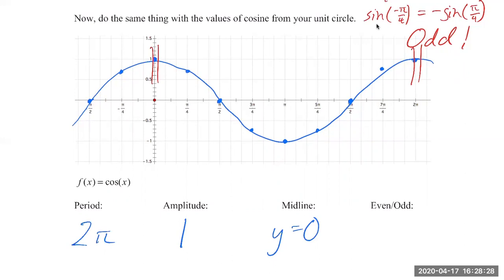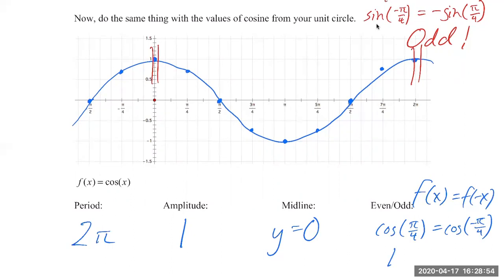Now, why am I able to say that right off the bat? Remember, even or odd, even would mean that f of x was equal to f of negative x. Well, what we just discussed was that the cosine of pi over 4 is equal to the cosine of negative pi over 4. And this function behaves in that way consistently. So we are even.